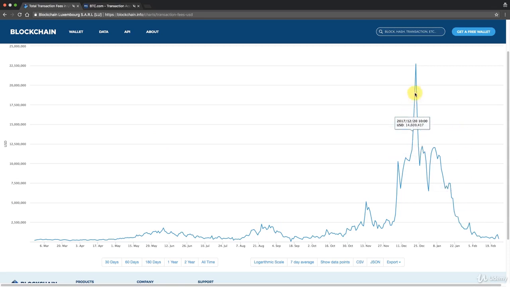And when there's not that much going on, when there are not that many transactions that need to go through, and people are not in a rush, then the fees go down.